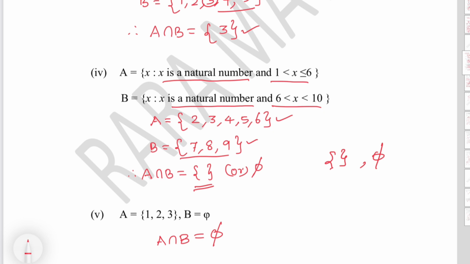And question number 5. A is the set of elements 1, 2, 3. B is an empty set. So A intersection B is empty. If any one set is empty, the intersection is empty, because B has no element. Therefore, the common element is empty.